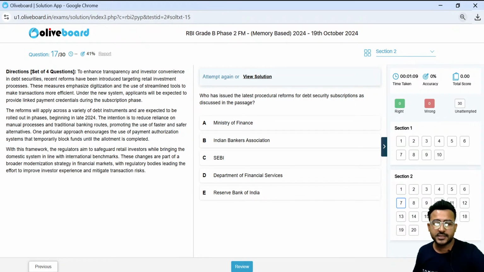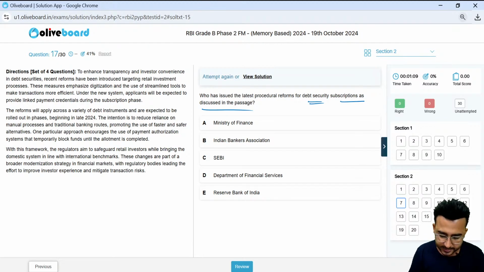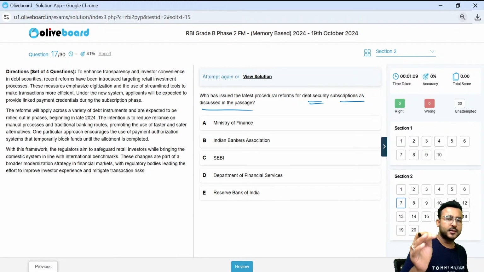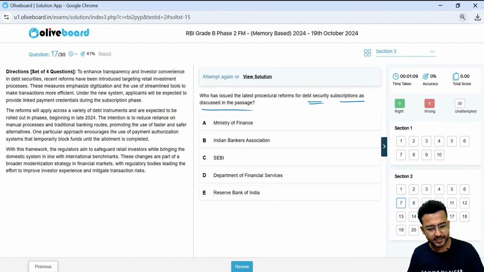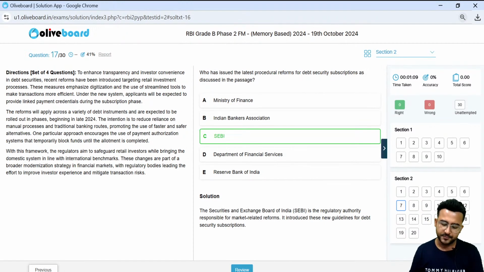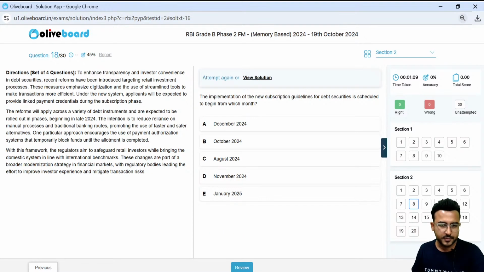Okay guys, next question. Who has issued the latest procedural reform for the debt security subscription as discussed in the passage? One of the easiest questions of the examination, I can say. सबसे easy question. जो कुछ नहीं पढ़ के गया होगा, he or she can also answer this question. Obviously it is Securities and Exchange Board of India, option C, SEBI, because SEBI is the capital market regulator here, guys.